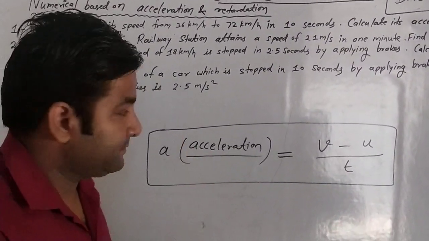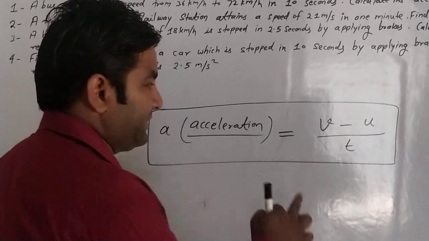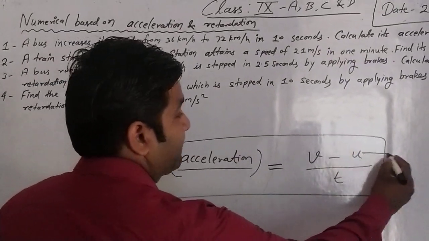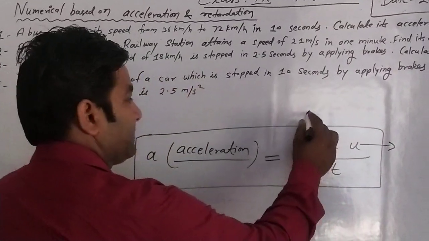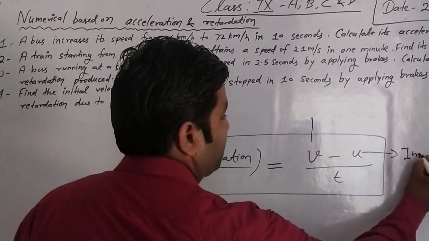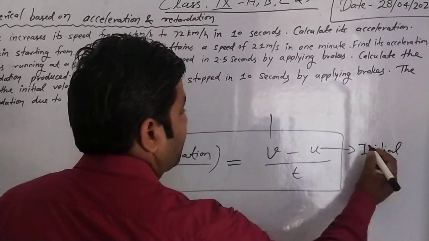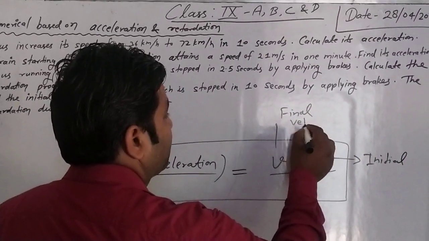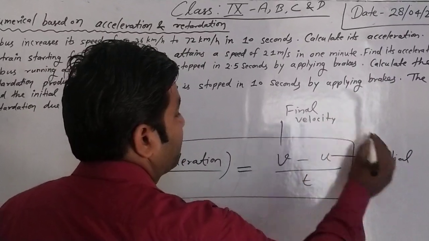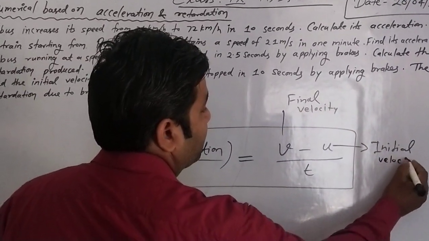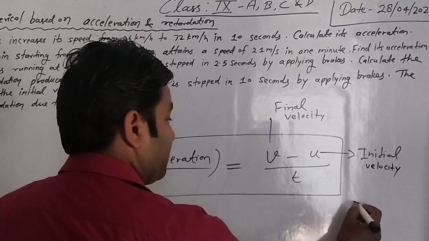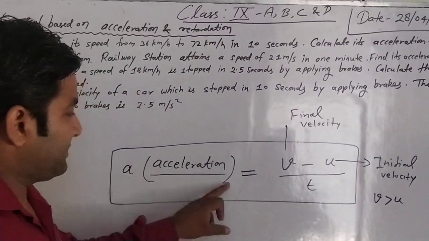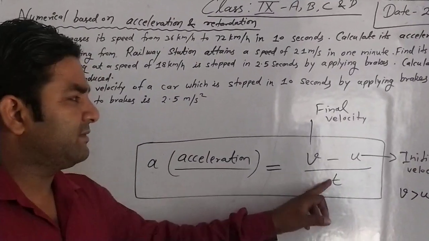Just opposite of this, whenever velocity decreases. Here velocity increases. Suppose u is the initial velocity and v is the final velocity, that means v is greater than u. Under the condition v is greater than u, this is defined as what? Acceleration. t is the time taken.